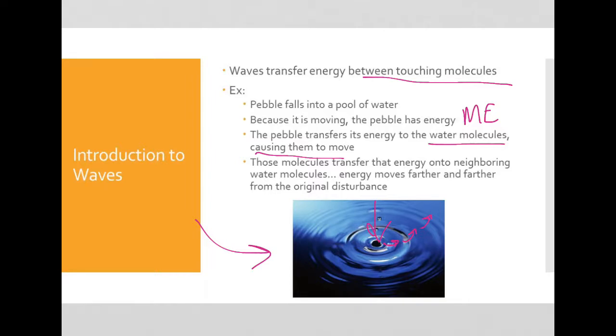Those molecules transfer the energy onto their neighboring water molecules, causing those to move, and therefore the energy moves further and further apart and further from the original disturbance, as you can see here in these ripples, which start out in the center and then get larger and larger and also further away from the original disturbance.